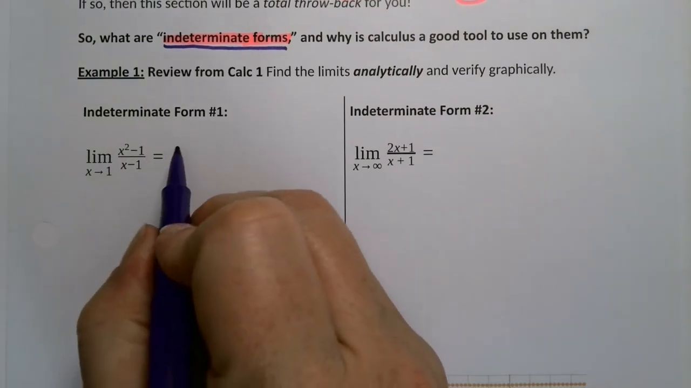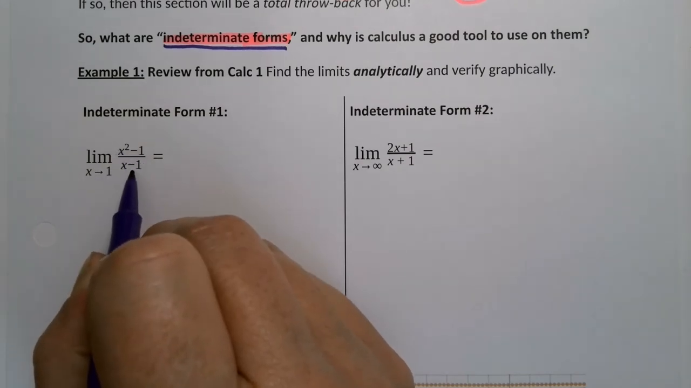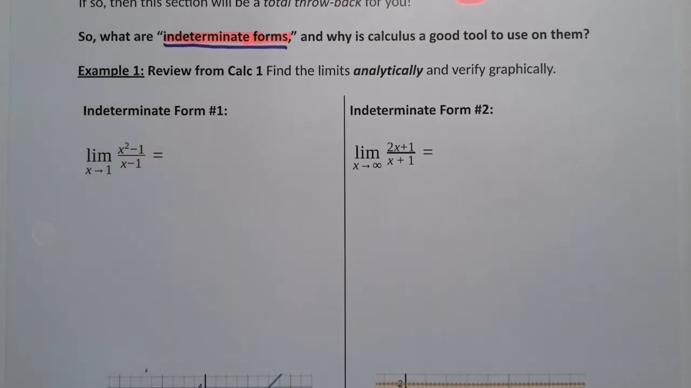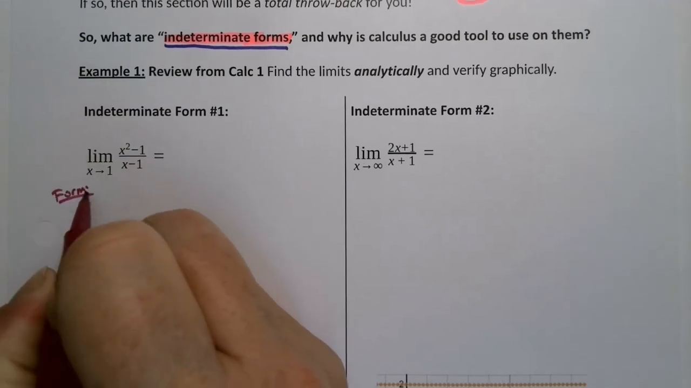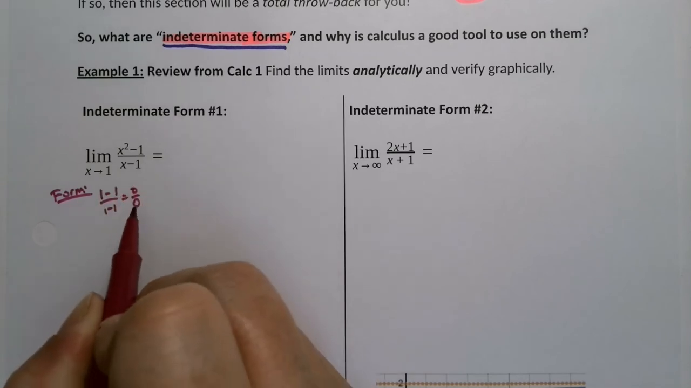All right, so if I'm going to take the limit as x goes to 1 of x squared minus 1 over x minus 1, you'll notice that if I just substitute 1 in right away, I'd have 1 squared minus 1 over 1 minus 1. So it'd be 1 minus 1 over 1 minus 1, which is 0 over 0. That's indeterminate.